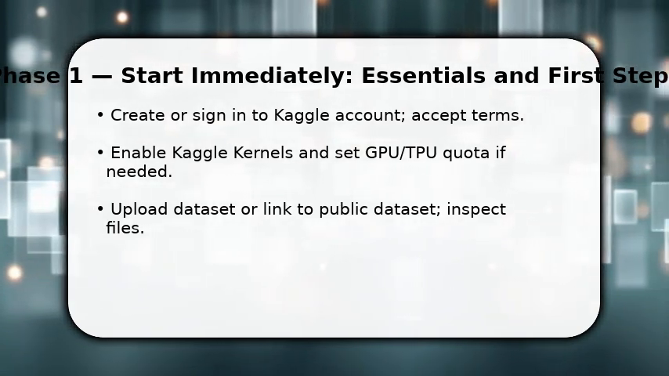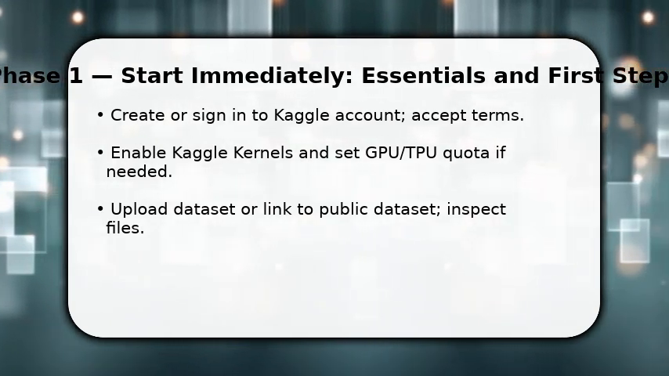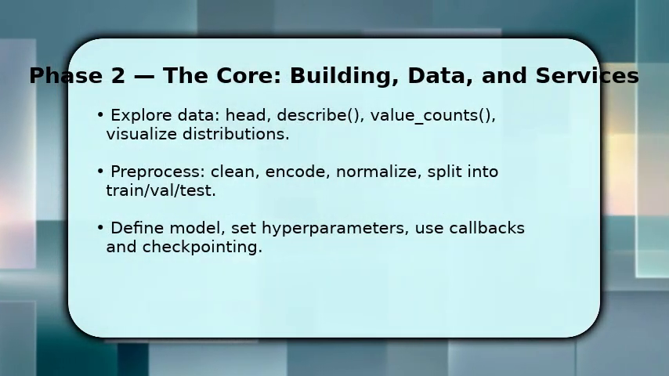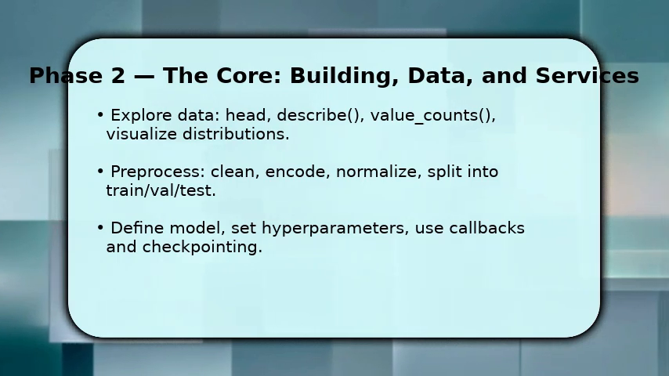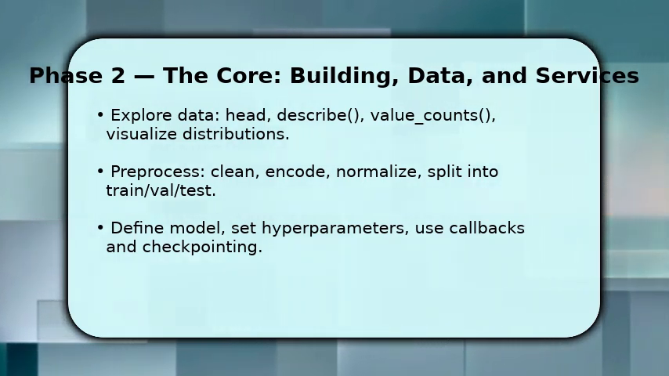You now explore and preprocess so the model learns effectively. Start with data inspection, head, describe, and visual checks to catch missing values or class imbalance, then clean and encode categorical fields, normalize numeric columns, and split into train, validation, and test sets.